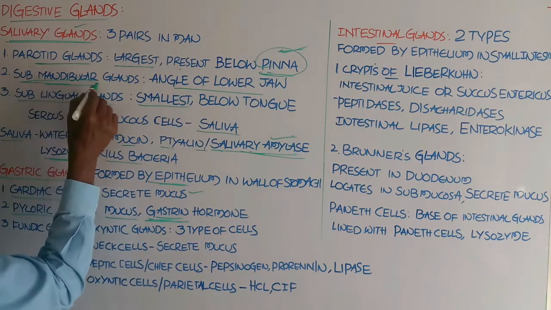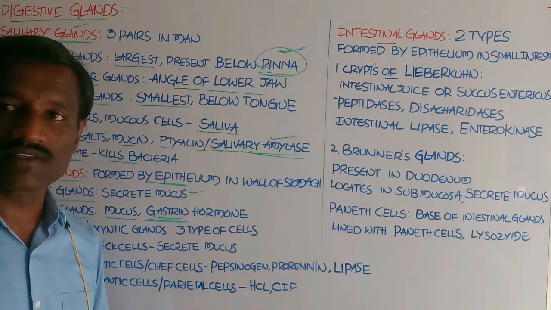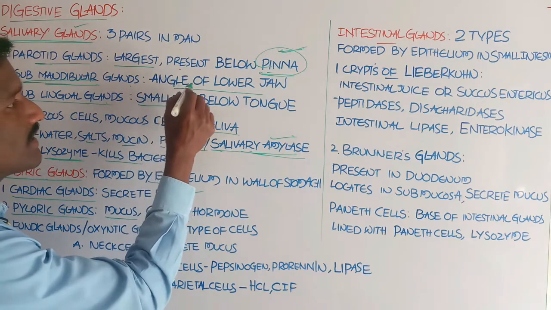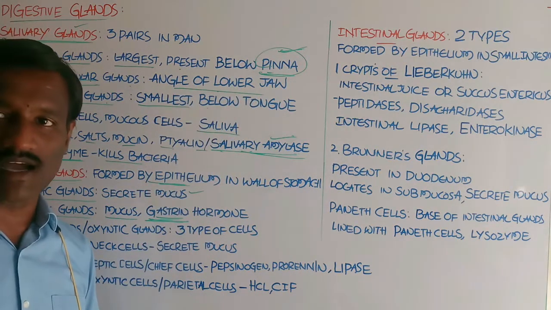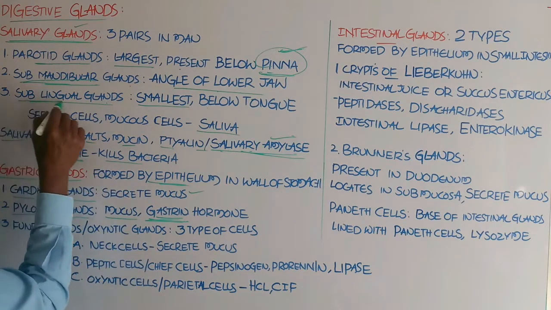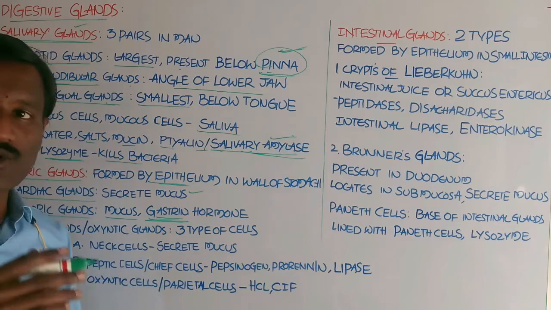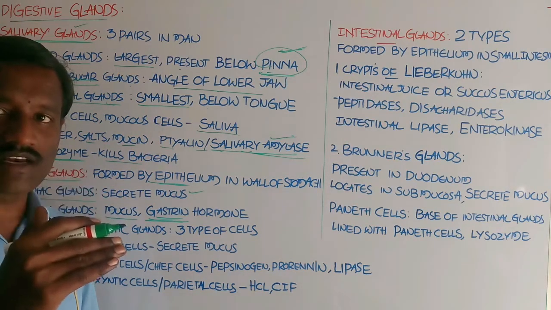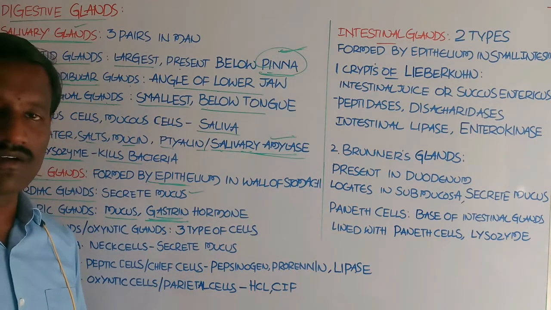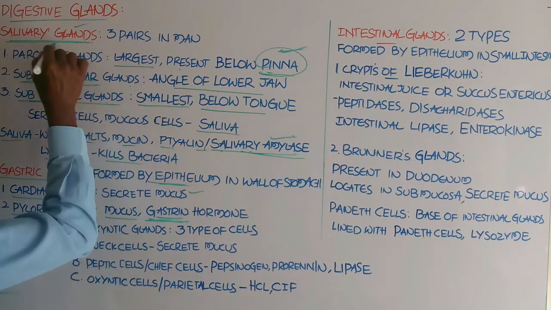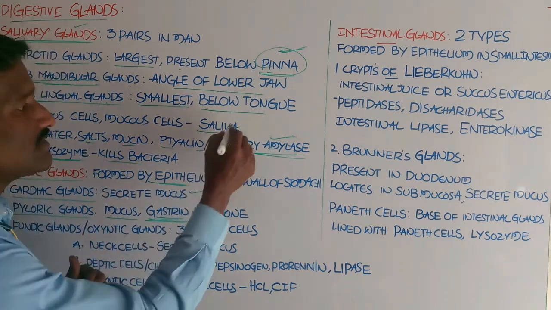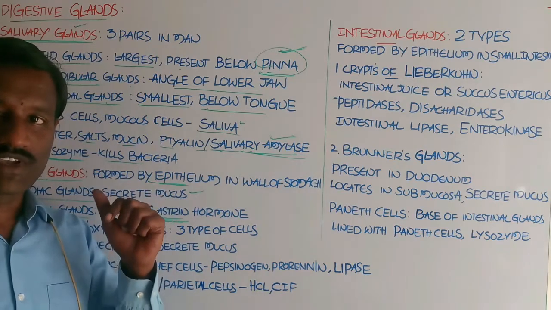Next, submandibular glands, also called submaxillary glands. These are the glands present at the angle of the lower jaw. And the third pair is sublingual glands. Sublingual glands are the smallest glands and are present below the tongue. Okay, and salivary glands consist of serous cells and mucous cells, which secrete the saliva.